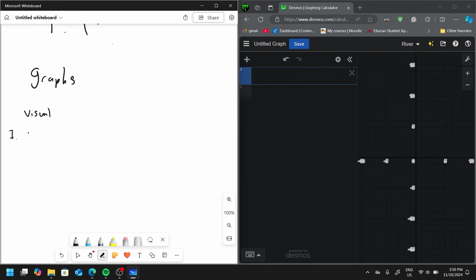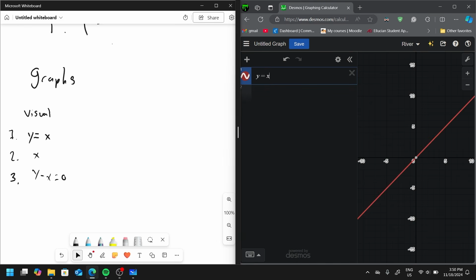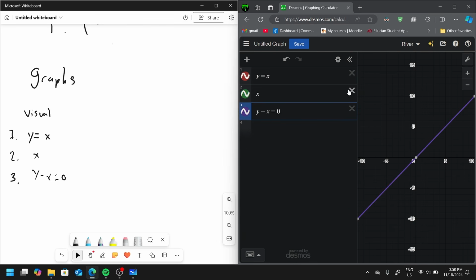It's going to be our y equals x, and y minus x equals 0. And I'm going to explain why each of these is different. So while they all make the same looking picture, they behave a little bit differently. And that's why I've separated them into these 3 categories. So the first one is what you would see on a TI-84.